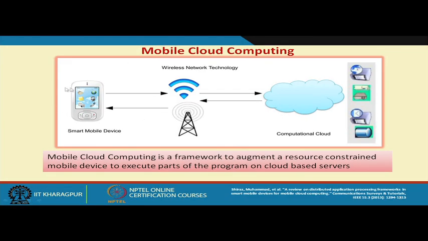So, one end is the mobile devices or smart mobile devices, sometimes abbreviated as SMD, the other end is a computational cloud, and in between we have a wireless network technology provided by the service provider, right. So, mobile cloud computing is a framework to augment resource constrained mobile devices to execute parts of the program on cloud based servers, right. One can argue that these days mobile devices are much more resourceful, but there is absolutely no match with the type of resources cloud based servers can provide. So, you can now run more powerful or more resource hungry applications.